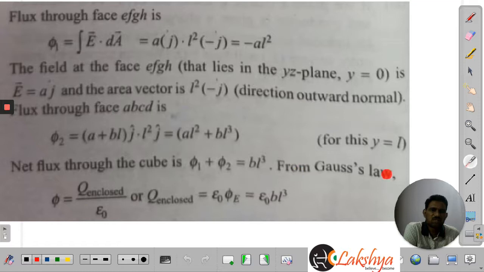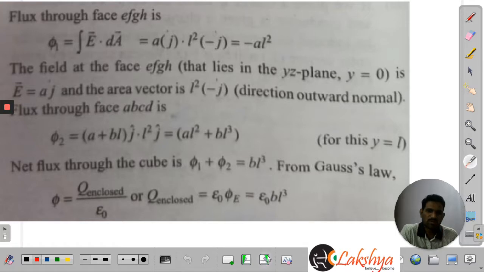And just we are writing the Gauss law here. From Gauss law we can write that this net flux is equal to charge enclosed by epsilon naught. And so the charge enclosed we can write as epsilon naught into phi, which is nothing but epsilon naught into BL cube. So that is the charge enclosed by the surface. Whenever the electric field is known to us, we calculate the flux passing through the surface, and after calculating the net flux, that net flux must be equal to Q by epsilon naught. From that we can calculate the charge enclosed by the surface, right? So that is another type of problem based on this Gauss law.